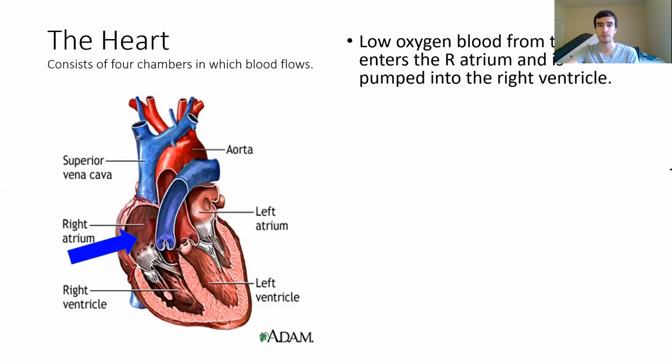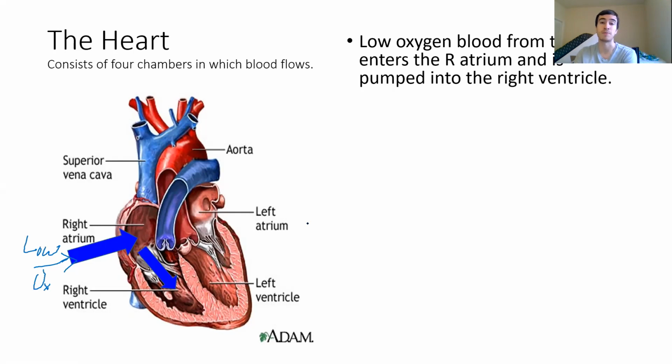So we have low oxygen blood, that's represented by this blue arrow down here. That means that it's low in oxygen. It comes into the right side of the heart from the rest of the body. That blood has been circulating for a little while. It's gotten rid of all of its oxygen and nutrients, and now it's coming back up into the heart. So it enters the right atrium, because remember, the atria are where the blood enters the heart. It's then pumped down into the right ventricle.